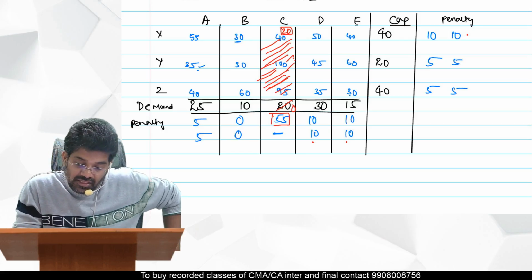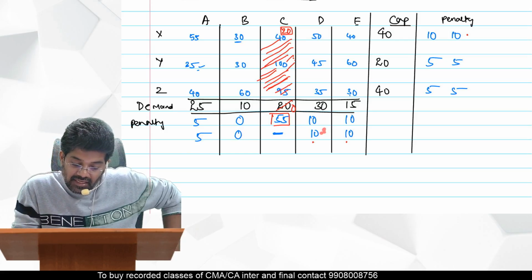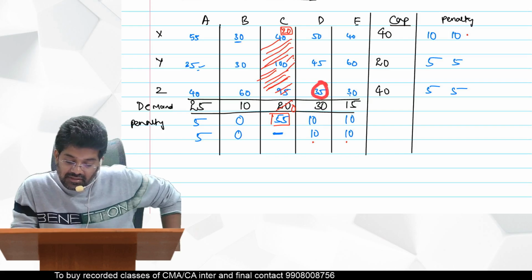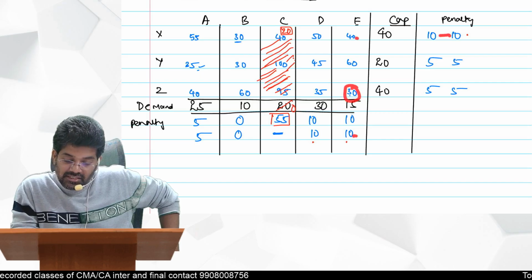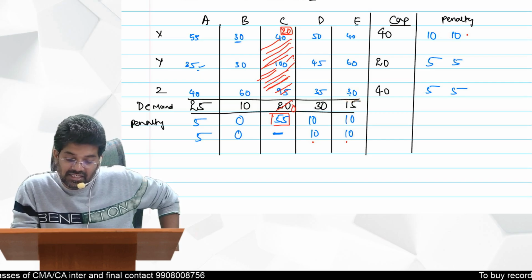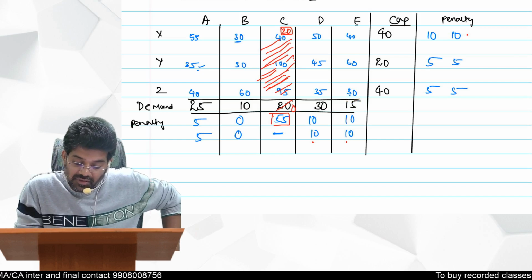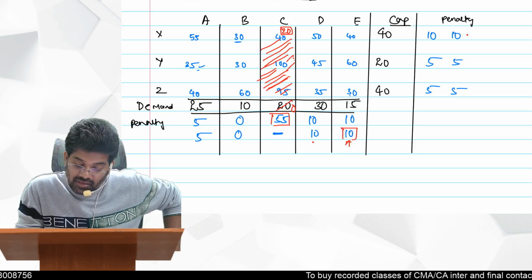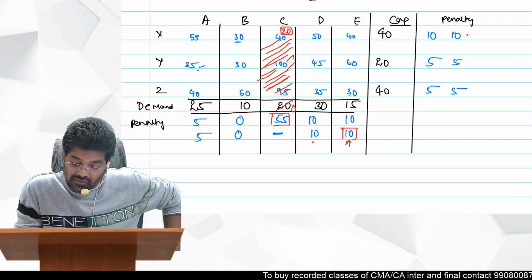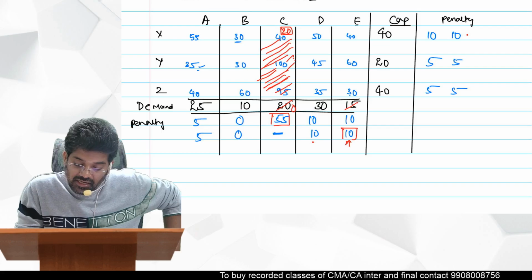In this, the least is 35. In this, the least is 30. In this, the least is 40. So 30 is the least, so this one we should select. What is the maximum quantity I can allocate? 15 or 40, whichever is lower. So 15 I can allocate. This will become how much? 25.